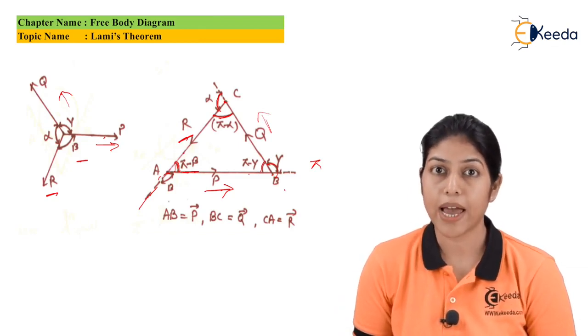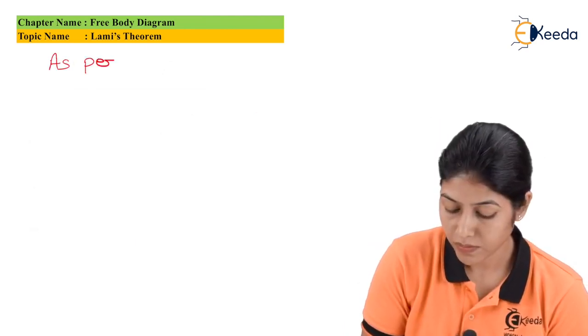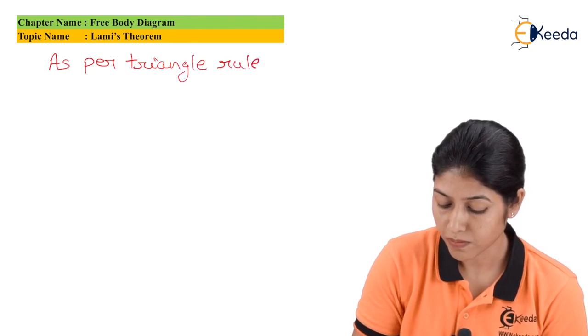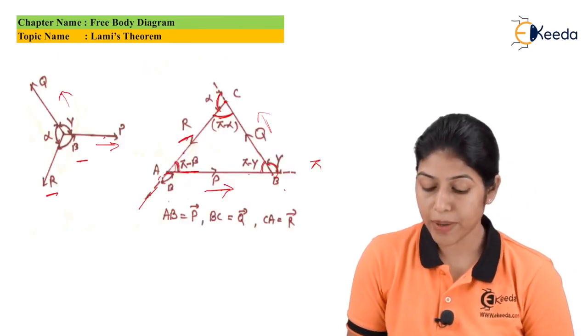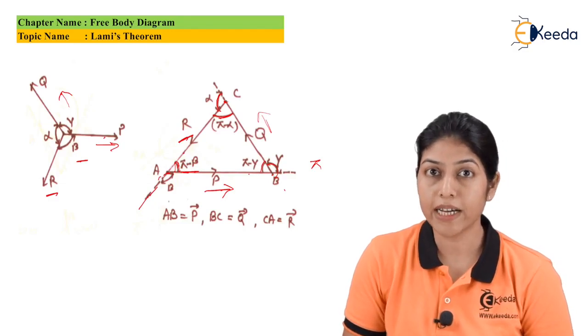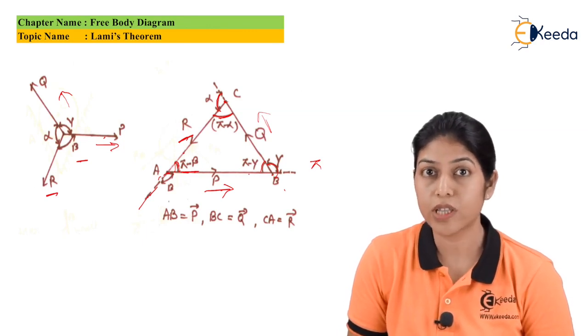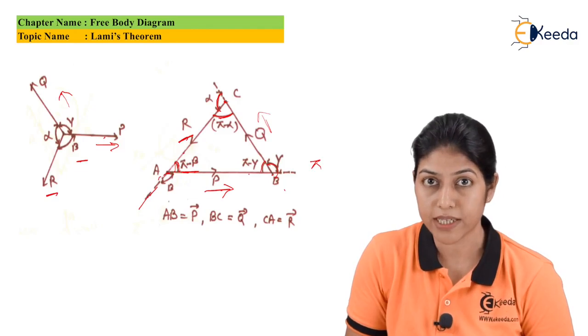So if we apply the triangle rule, as per the triangle rule, it will be AB divided by the sine of the angle in front of AB. The angle in front of AB is pi minus alpha. So this particular equation will be AB divided by sine of pi minus alpha.